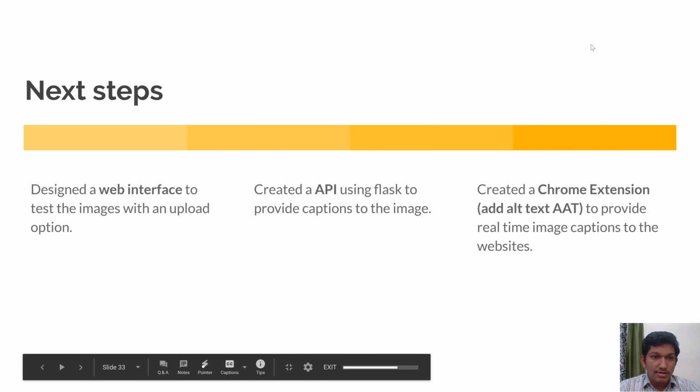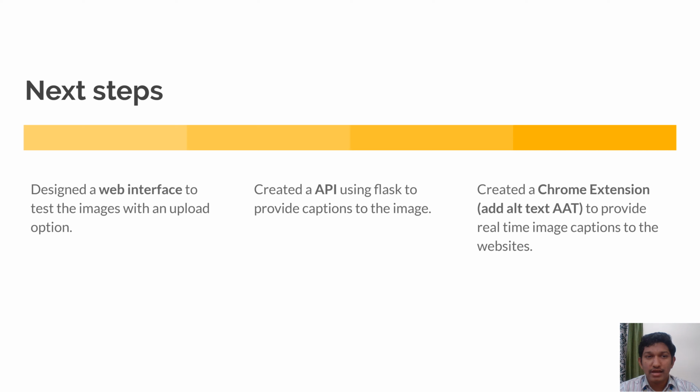So next steps. After creating our CNN-RNN model, we did the three things mentioned on the screen. First one is we created a web interface. We created this to test the images, and it will have an upload button. After uploading the image, the caption for that image will be provided. Not only a single one, 5 captions will be generated, and I will be showing that after completion of these slides.